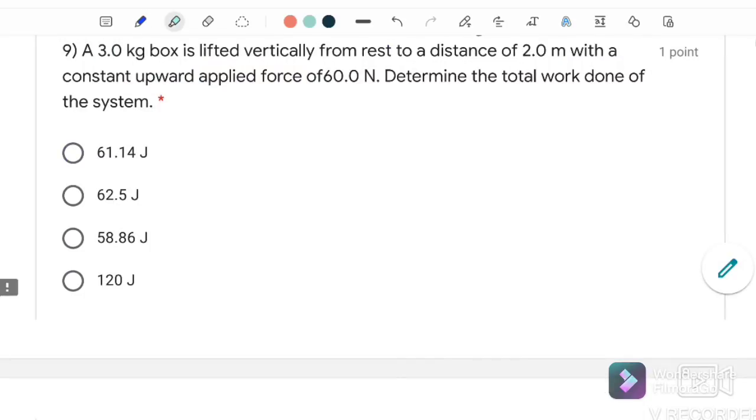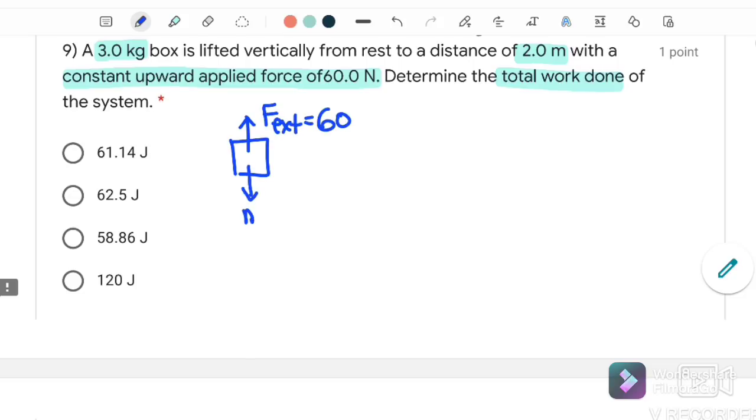Question number 9. A 3 kg box is lifted vertically from rest to a distance of 2 meters with a constant upward applied force of 60 Newton. Determine the total work done by the system. So here we have F applied or F external equals to 60 Newton, and the block experiences mg, which is acting downward. Since the question mentioned it is moving upward with a distance of 2 meters, they ask us to find the total work done.